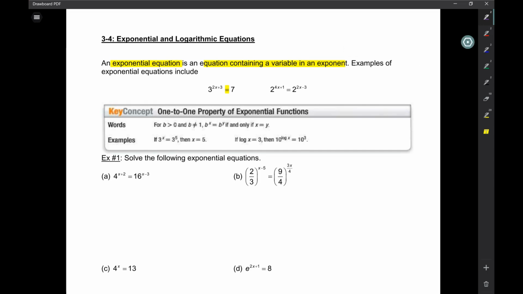Okay, now let's talk about the one-to-one property. We're going to use it for exponential and then for logarithmic functions after that. Right, different thing. So here, take a look at this. If you have b to the x equals b to the y, so basically if the bases are the same, then in order for them to be equal to each other, the exponents have to be the same, right? So if you have 3 to the x equal to 3 to the 5, same base, you can set the exponents equal to each other.